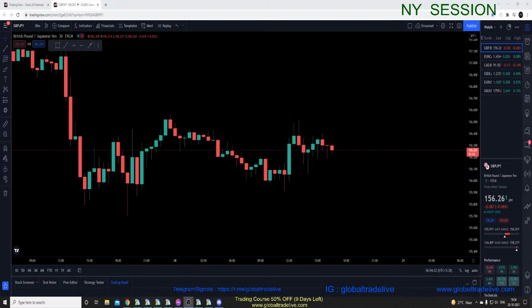So I have skipped the pre-New York because there was just a sideways movement happening in GBP JPY. So we have a clean range. Okay, just give me a minute. I'm gonna analyze GBP JPY.